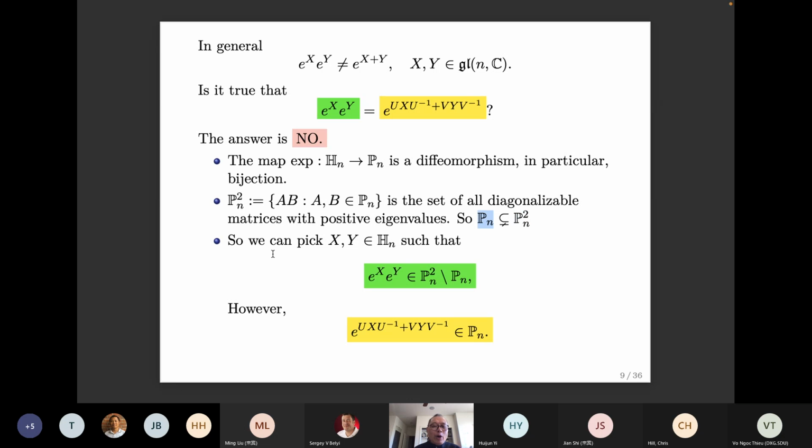Now, I want to mention that once I have this, I can pick X and Y in H_n such that e^X is in P_n and e^Y is in P_n. I take the product, which is here. That is in P_n squared, but not in P_n. Notice that this is in P_n squared. However, you can see that this is not in P_n. Suppose you pick unitary matrices U and V. So it doesn't work that way. That's not true in general.